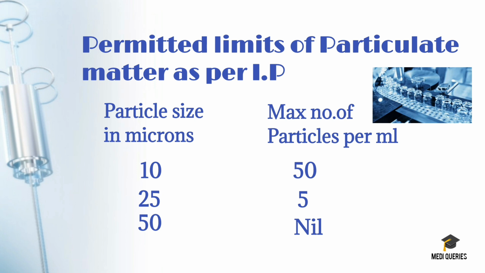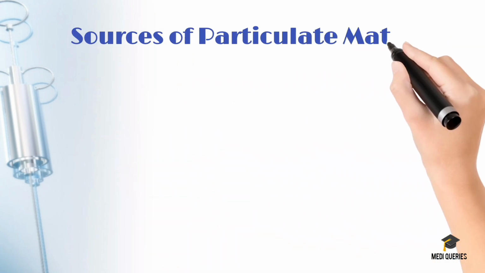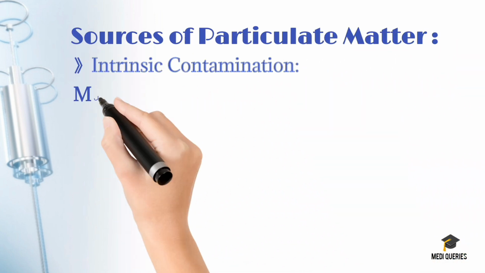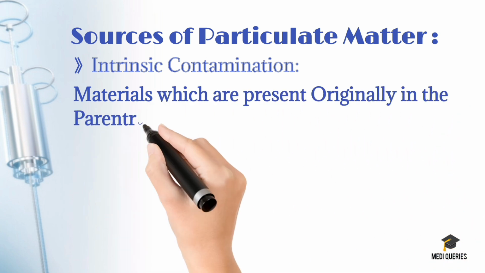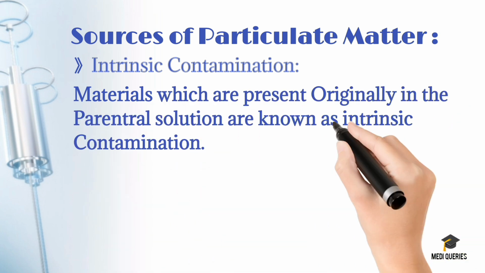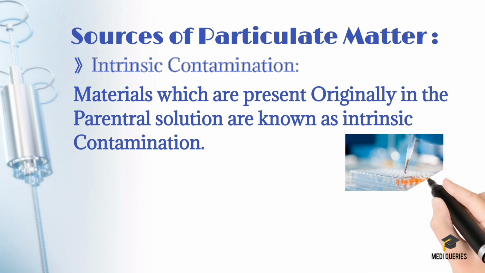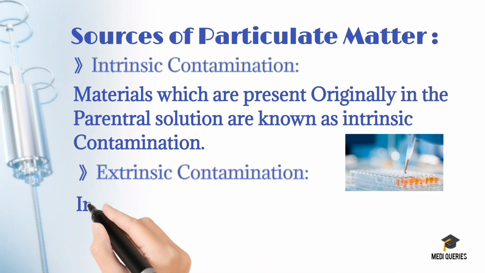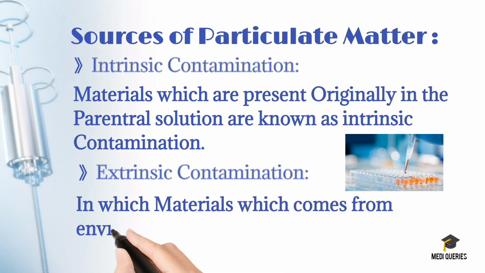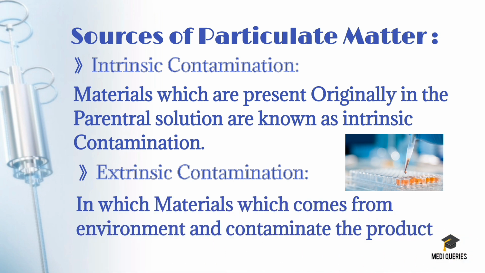So what are the sources of particulate matter? Particulate matter may enter the parenteral product by two sources: intrinsic contamination and extrinsic contamination. First, what is intrinsic contamination? The materials which are originally present in the parenteral solution are known as intrinsic contamination. For example, ions leached into the parenteral product may react with sulfate ions in the product to form barium sulfate crystals. So this is about intrinsic contamination.